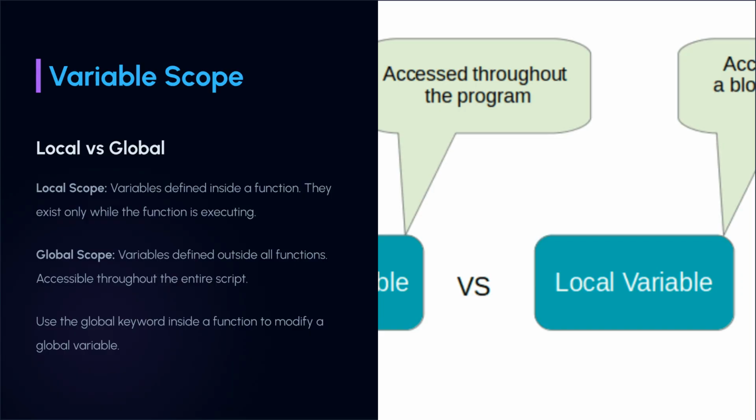Local scope refers to variables defined inside a function, while global scope refers to variables defined outside. You can use the "global" keyword to modify a global variable from within a function.